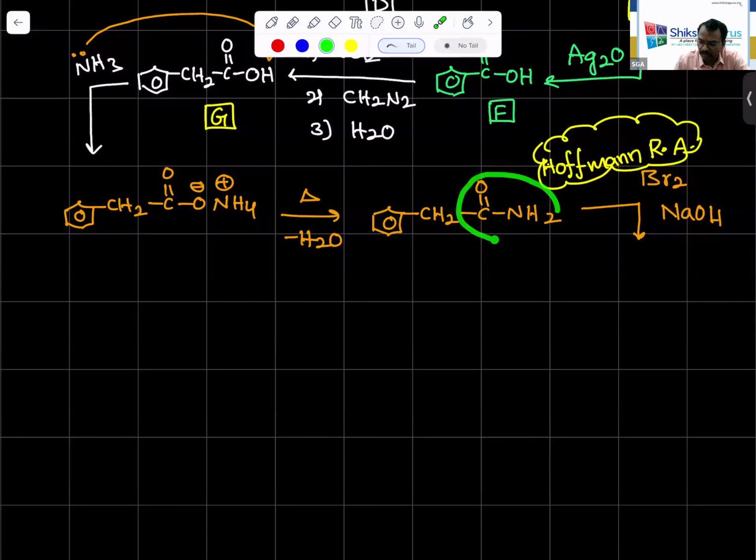Here it is an amide. Moreover, it is a primary amide. When treated with halogen in the presence of alkali, what will happen? Here, the primary amide changes to a primary amine with loss of one carbon atom. That means we are getting a primary amine.